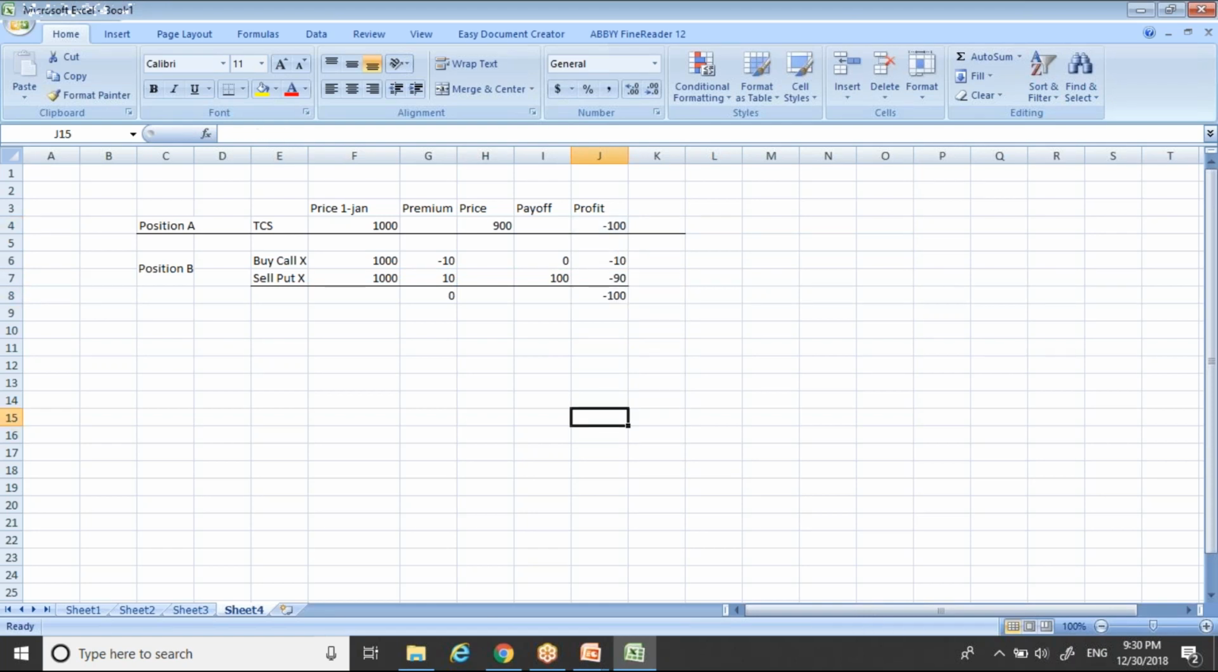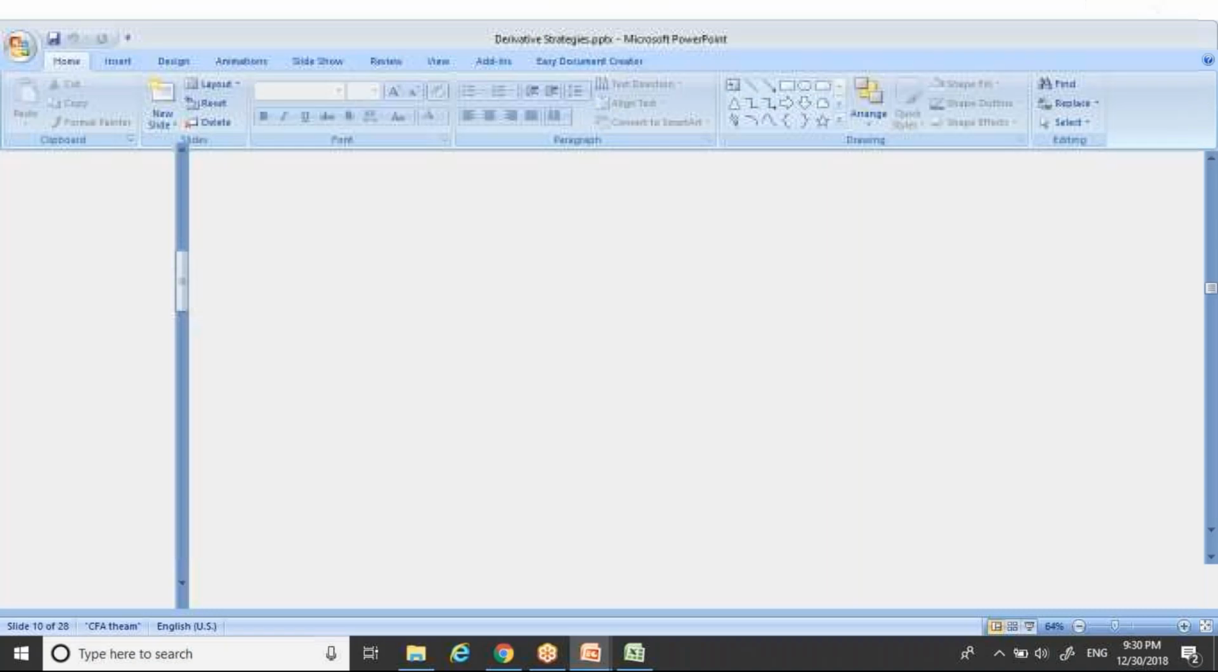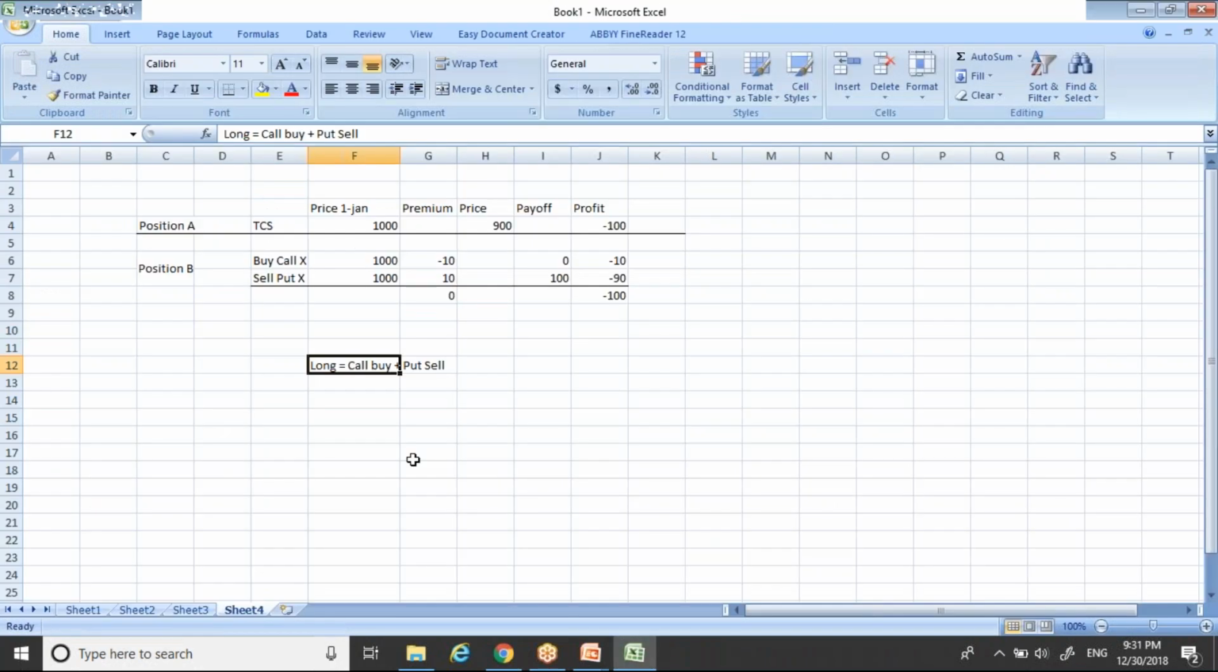So if the price goes up, this gives you profit and this gives you profit. And if price goes down, this gives you loss and this gives you loss. So both losses are same and both the profits are same. So I can say that a long position can be replicated by getting into call buy plus the put sell. So this is a synthetic position. Okay, right? We're clear about this thing? Now, let's move on to another slide.